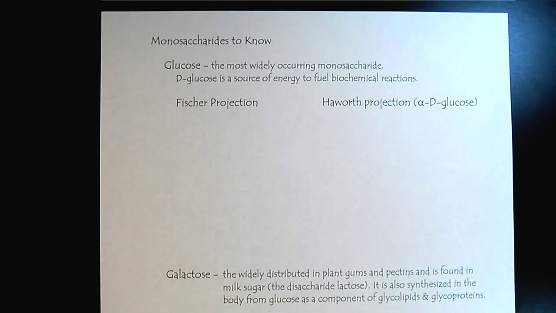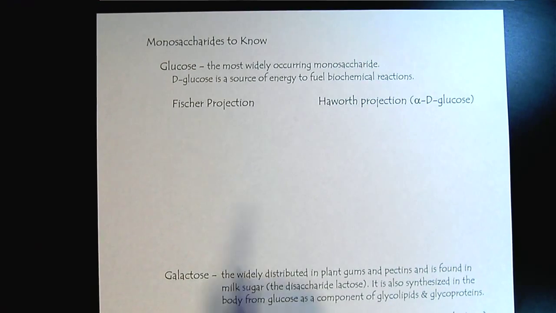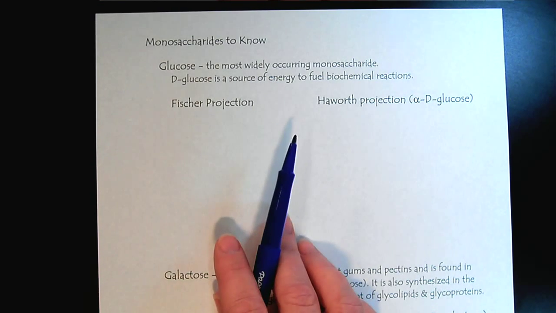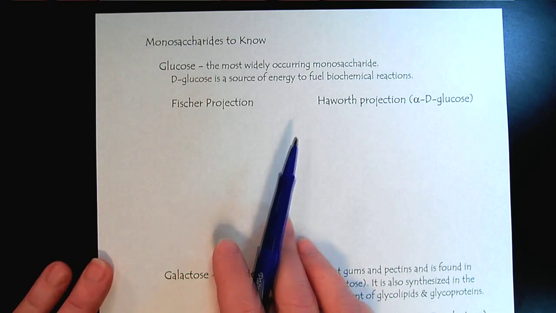And we'll talk about why we need to know them. So glucose, first of all, it's the most widely occurring, and it's our major energy source. So it's definitely an important one to know.